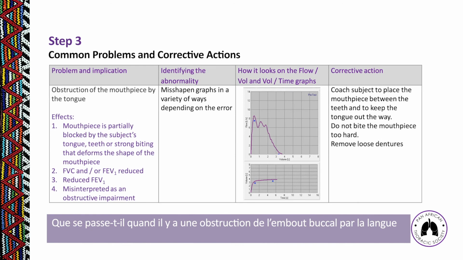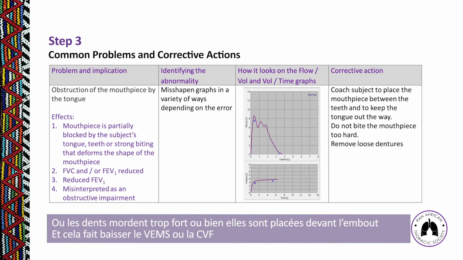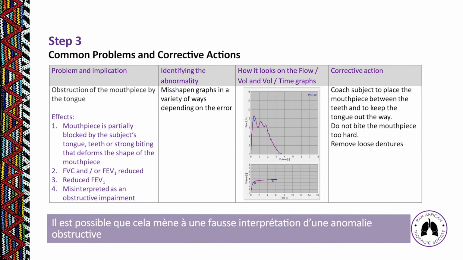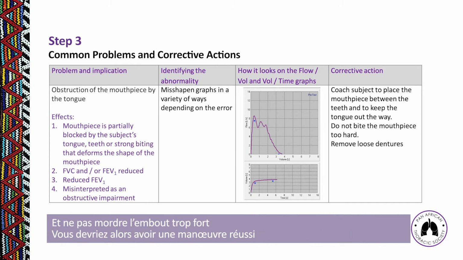What happens when there's an obstruction of the mouthpiece by the tongue? So the mouthpiece is then partially blocked by the subject's tongue going into the mouthpiece, or the teeth are biting too hard, or the teeth are in front of the mouthpiece, and this is going to cause the FVC or FEV1 to be reduced. And this could be interpreted as an obstructive impairment. So you will see misshapen graphs in a variety of ways, depending on what the error is. And really what you have to do as the technician is recognize the errors and coach the subject to place the mouthpiece between the teeth, keep the tongue out of the way, do not bite too hard on the mouthpiece, and then you should get the correct reading thereafter.